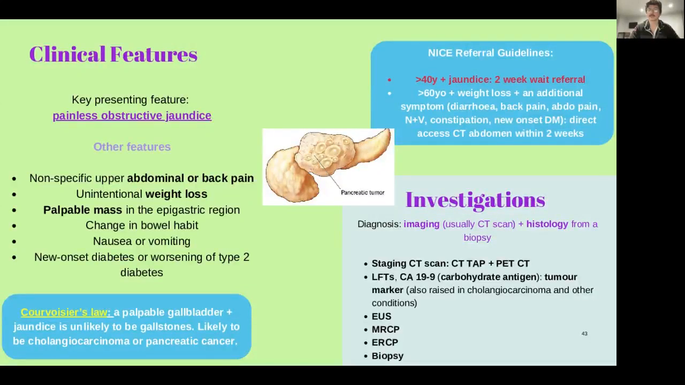So the LFTs. CA 19-9 is a pancreatic cancer marker. It's not so useful in actually diagnosing it, it's not really sensitive or specific, but it can be used to monitor treatment. So it has got use. And then some of those other investigations further down the line.